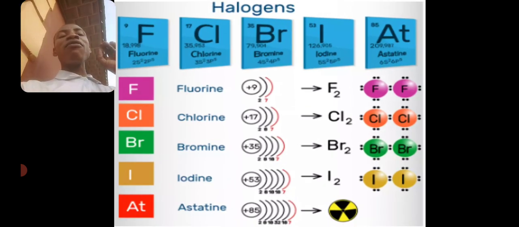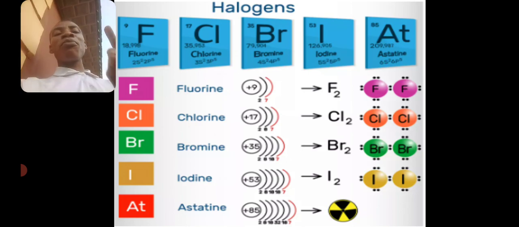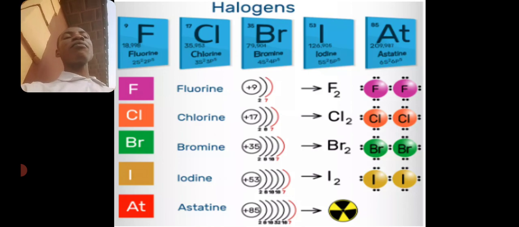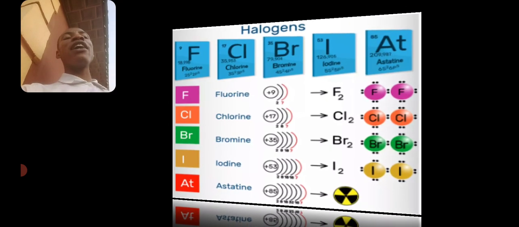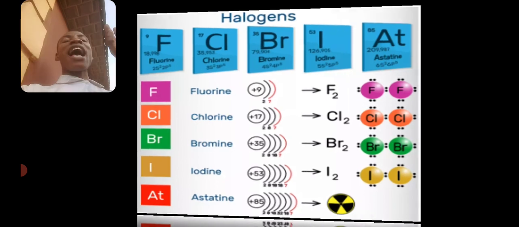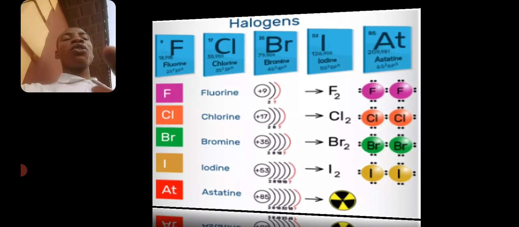And there are 5 elements in that group: fluorine first, chlorine next, bromine, iodine, and astatine. So those are the 5 elements that we have in the halogen series. Astatine among them is radioactive in nature.